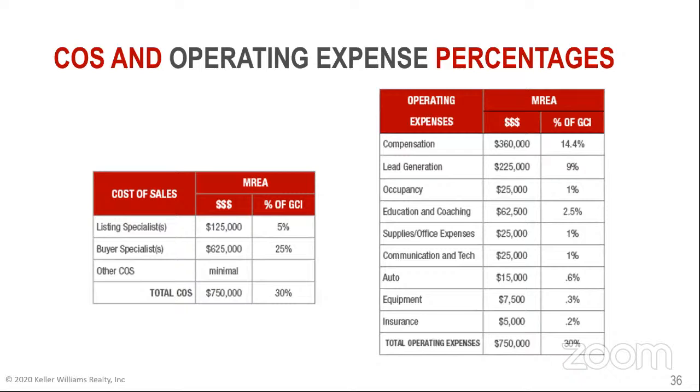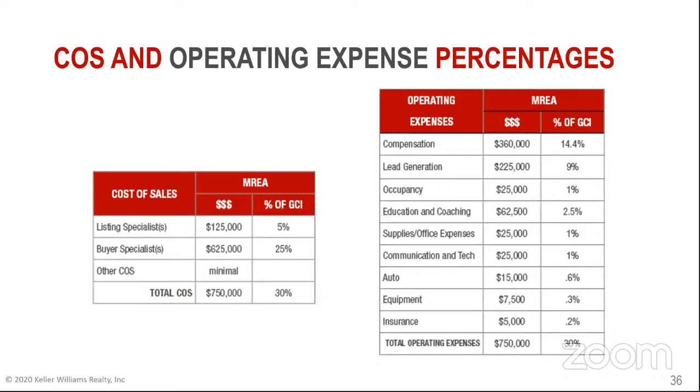And remember, all the formulas that we're giving in this class, in these models, and in the Millionaire Real Estate Agent book are for agents that are going to net $1 million. So remember, we discussed earlier, if you wanted to net $1 million, you have to earn $2.5 million in gross commission income. 30% of that would be $750,000. That's going to be the cost of sales. And another 30% is going to be for your operating expenses. And this shows what those percentage breakdowns would look like.